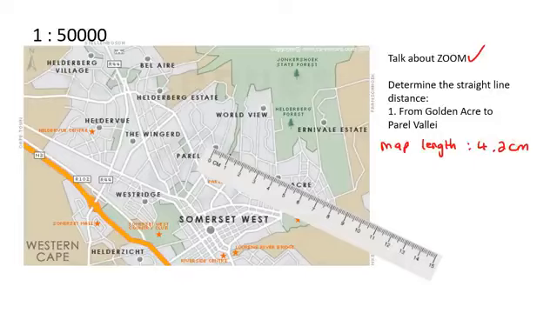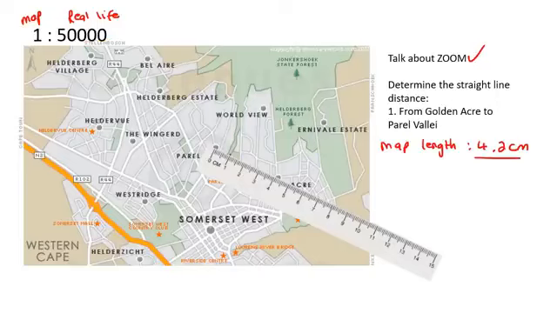Okay, so obviously that is the map length. That is not the length in real life. So that's where we're going to start using our scale. What it tells us is that this is your map, and then this is your real life. So it says that a 1 on the map actually means 50,000 in real life. So the real life is much larger. It's 50,000 times more.